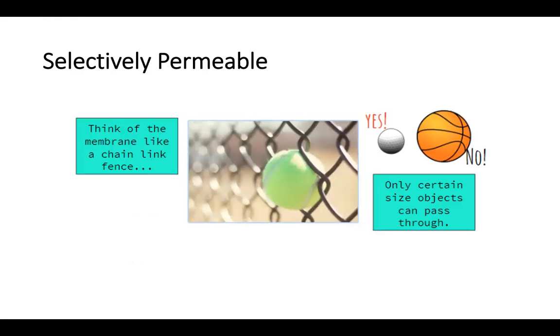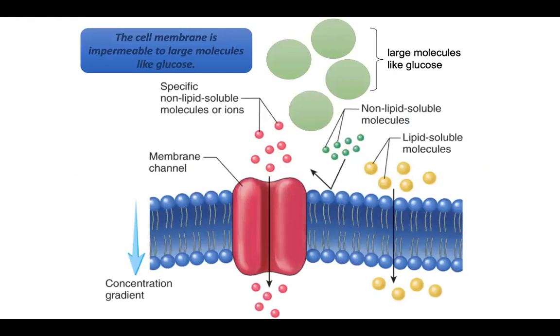All right, so here's another way to look at it. Think of a membrane like a chain link fence. Everybody knows what a chain link fence is, right? So only certain size objects can pass through. If you try to put a golf ball, it's going to go through, right? But if you try to put a basketball, it's not getting there. A soccer ball, not getting there, right? And then depending on the size of the links, a tennis ball may or may not get through, okay? I mean, it will if you bend it. No, we're not doing that.